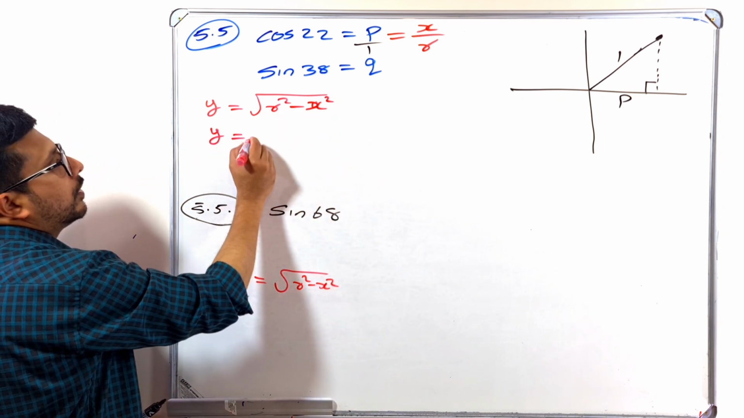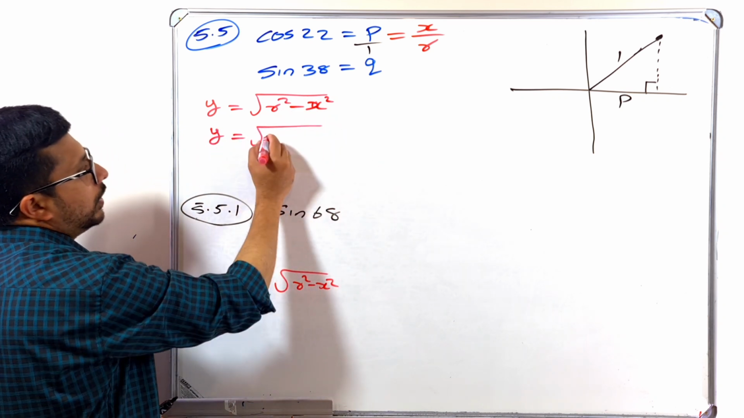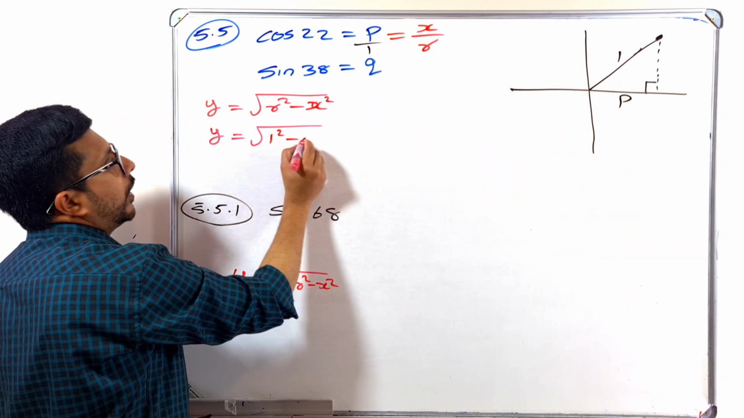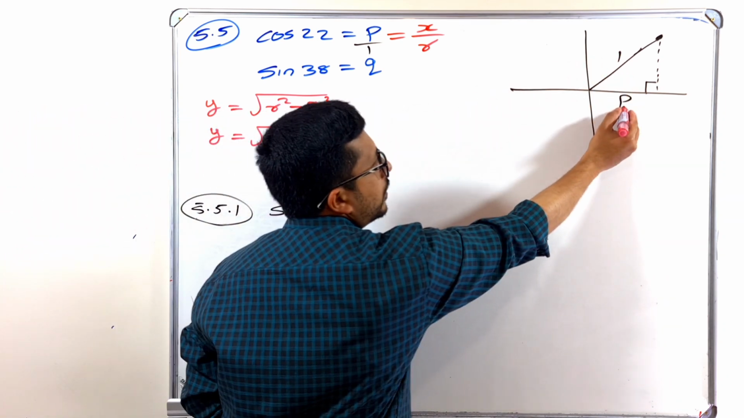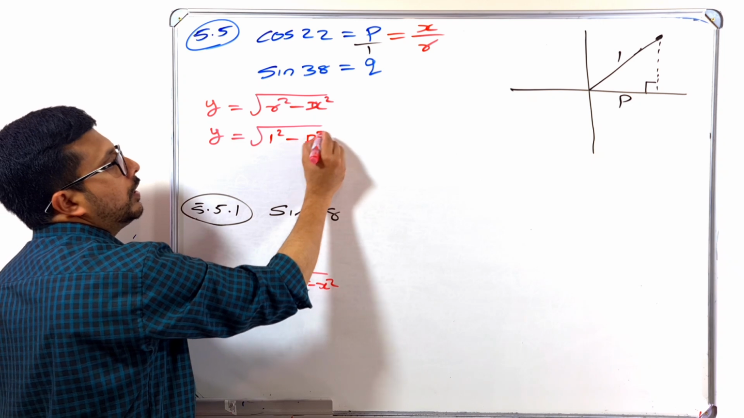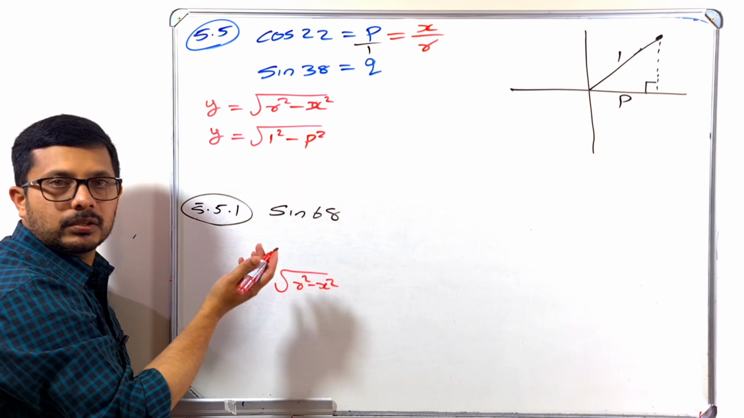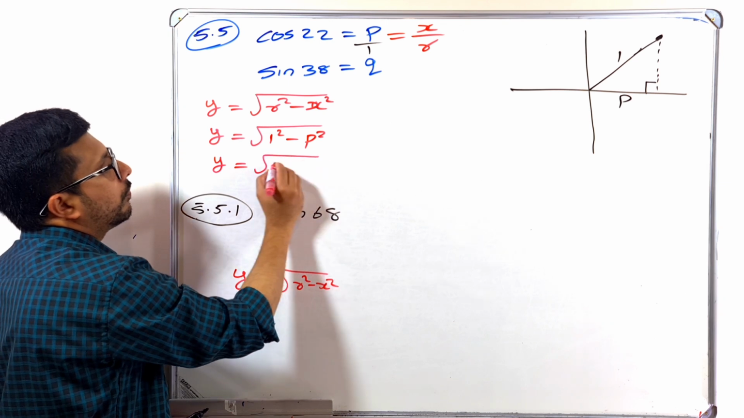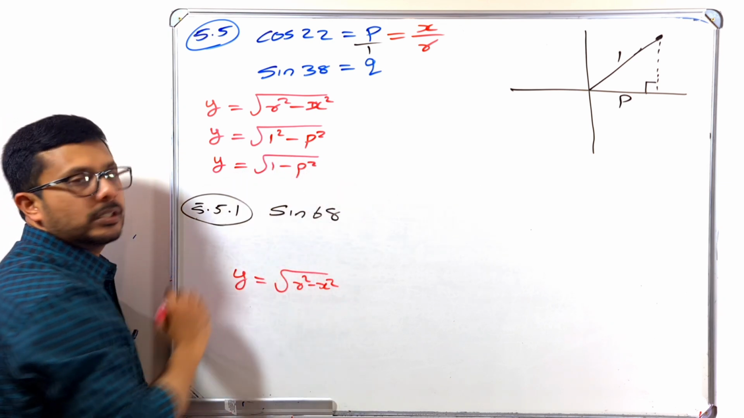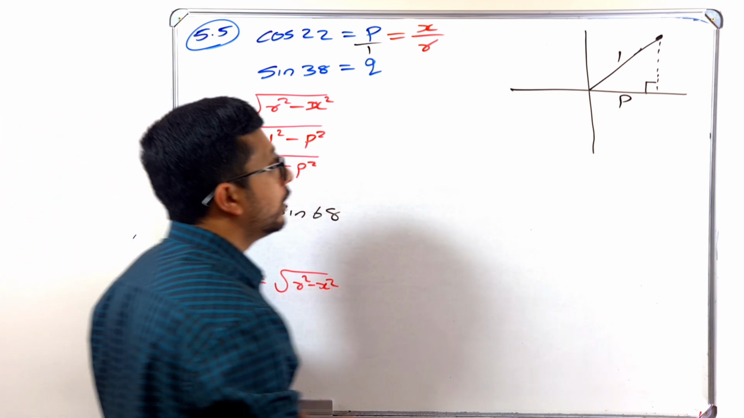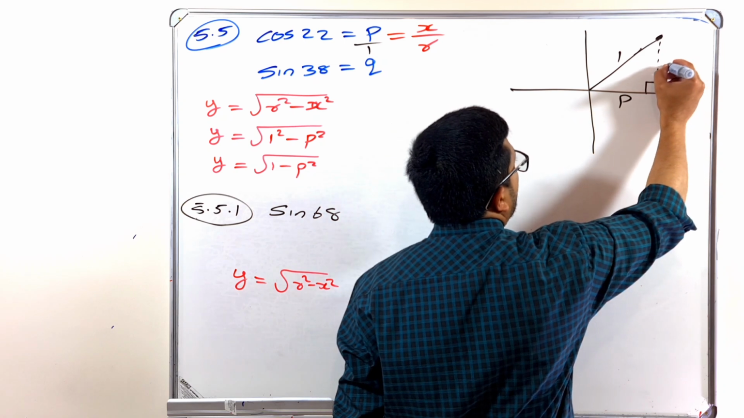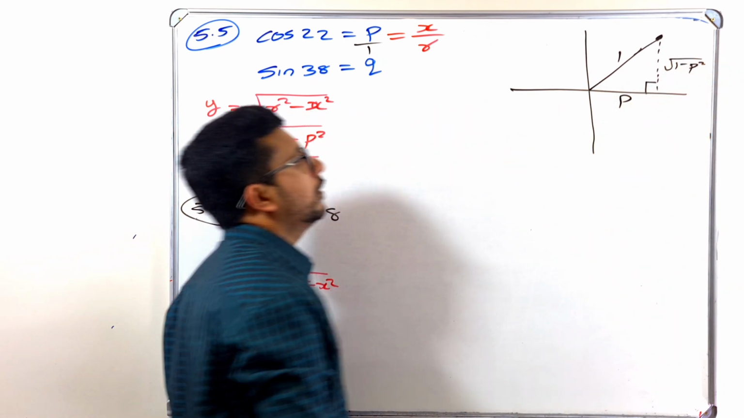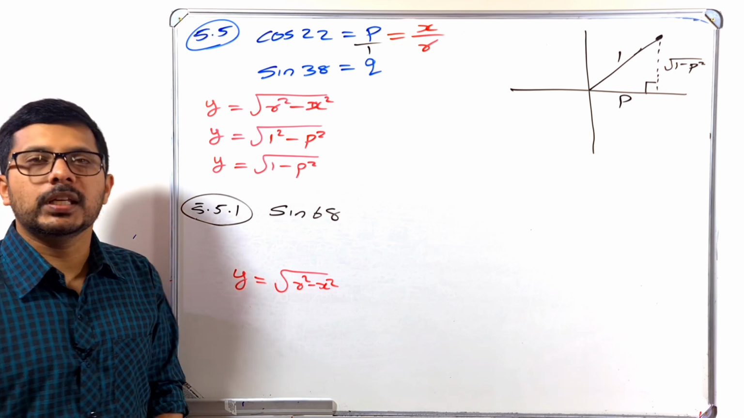So y is equal to root of r square minus x square. r is 1, so 1 square minus x is p, so it is p square. 1 square is 1. So what is y? Y is equal to root of 1 minus p square. So it means that this y is root of 1 minus p square. So we got x, y and r.